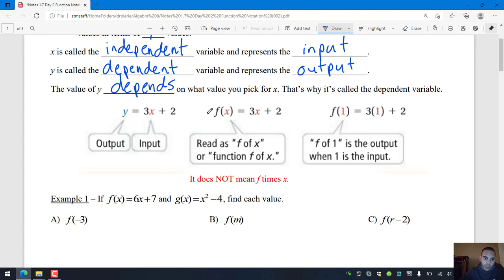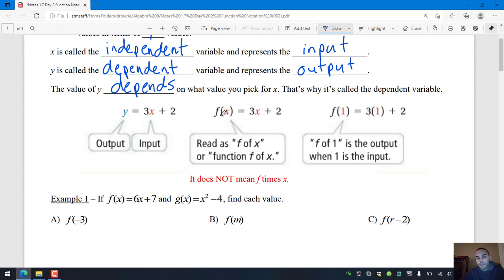Okay, here is the big takeaway for today. For the last 2 years of math, you guys have always seen equations written as y equals something times x plus another number. The example they're using here is y is equal to 3x plus 2. As we get into higher level math classes, they'll start getting rid of y and replacing it with other types of notation. This is called function notation.